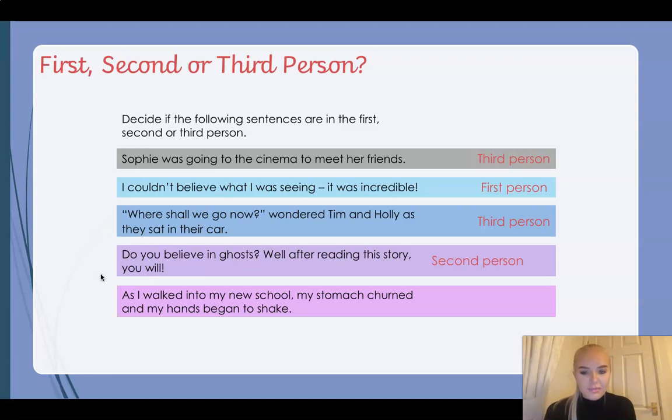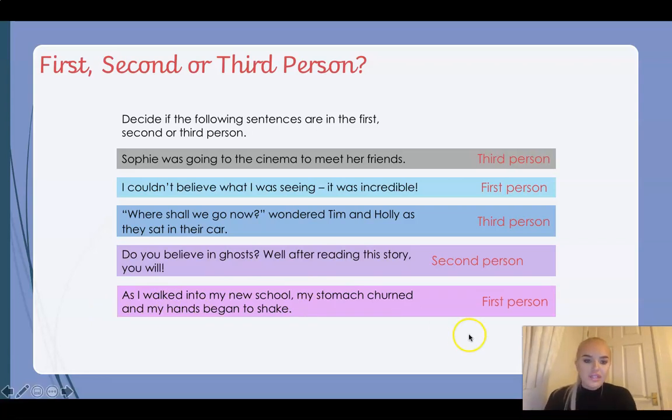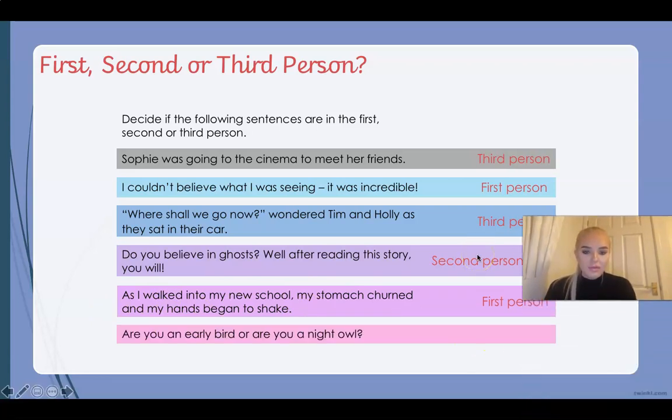Okay. I think most of you are already shouting at the screen by now that it is first person because it's using this pronoun I. Can you spot any other pronouns in this sentence that tells you that it's first person? Well done. My new school, my stomach churned, my hands began to shake. It's all about me or that person who's written that. Great job. Okay. Are you an early bird or are you a night owl? Pause the video and think first, second, or third person. Off you go.